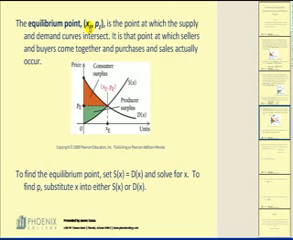The equilibrium point, X comma P, is the point at which the supply and demand curves intersect. It is at that point at which sellers and buyers come together and purchases and sales actually occur. So this graph combines both the graphics of the consumer surplus and the producer surplus. Often it's a good idea to graph both the demand curve and the supply curve to see their relationship. To find the equilibrium point, we need to set the supply and demand functions equal to each other and solve for X. To find the price P, we need to substitute X into either the supply or demand function, since we are finding the point of intersection.